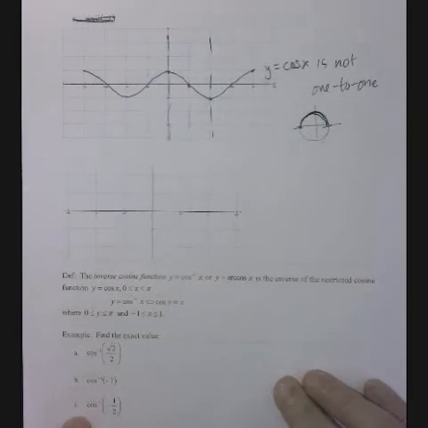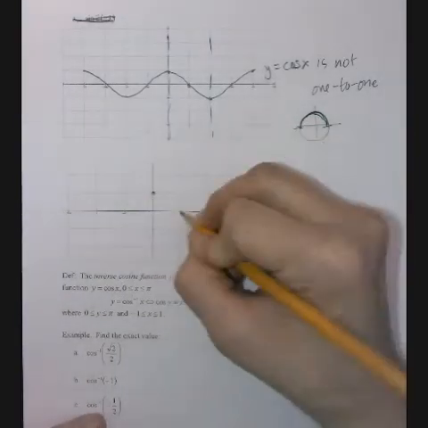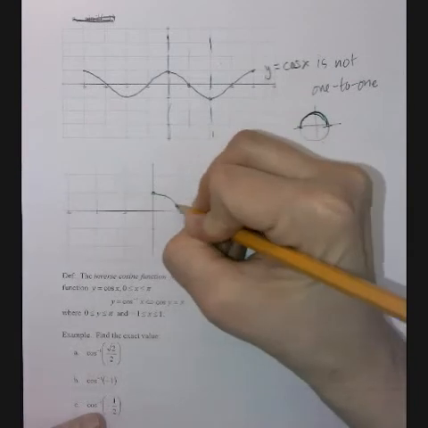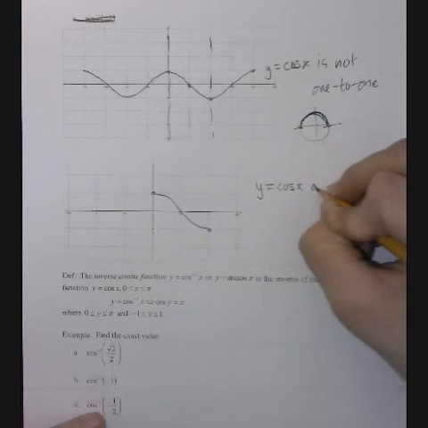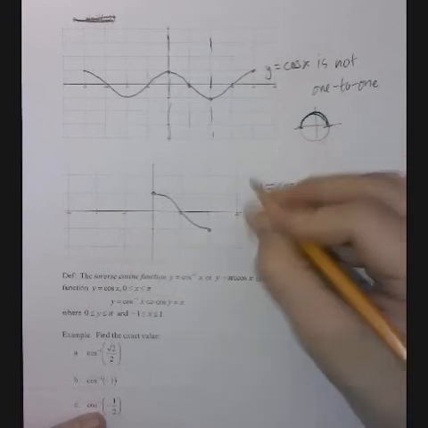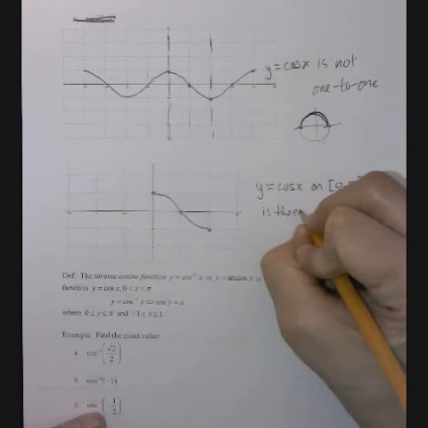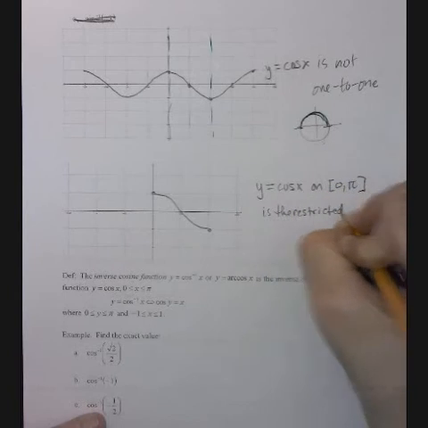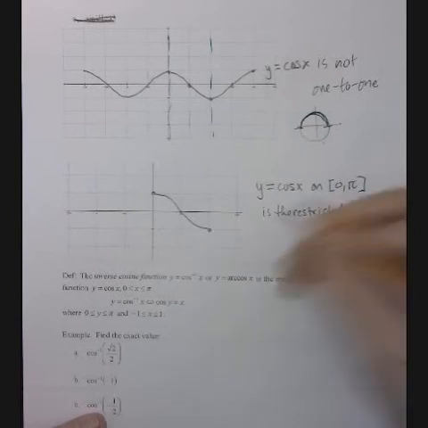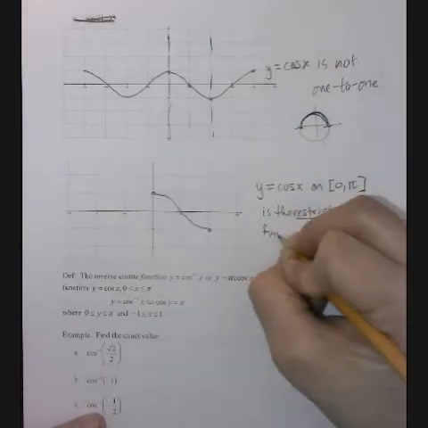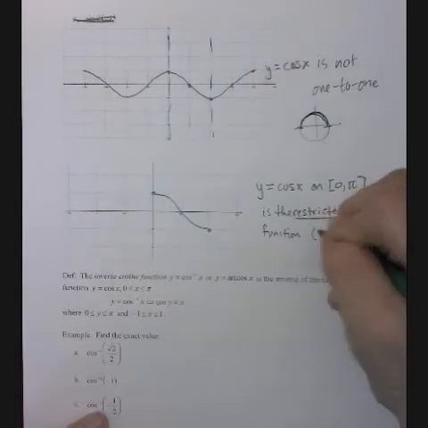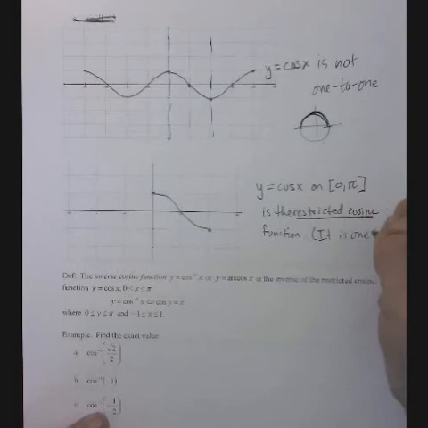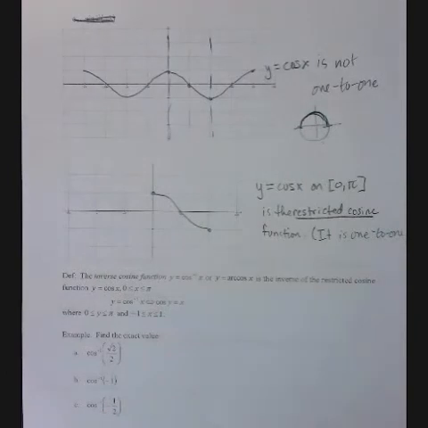Well, let's graph that. Restricted cosine function. So y equals cosine x on 0 to pi is the restricted cosine function. And of course it is 1-to-1. And if it's 1-to-1, it's invertible.